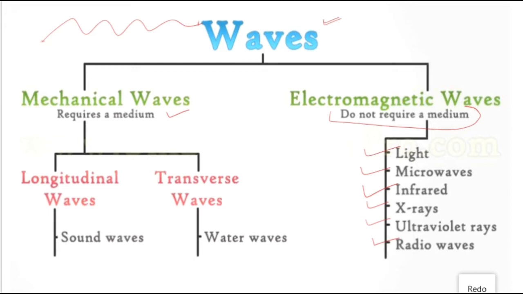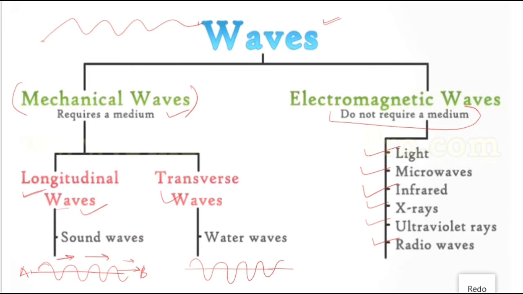Now coming back to the mechanical waves, they are further classified into two major categories, that are longitudinal waves and transverse waves. The difference between these two types of waves is that the longitudinal waves move parallel to the direction of propagation of sound. Suppose this is point A and this is point B, and the sound is traveling from point A to B. So the longitudinal waves will travel in a motion towards A to B or B to A. This will be the direction of propagation of longitudinal waves.